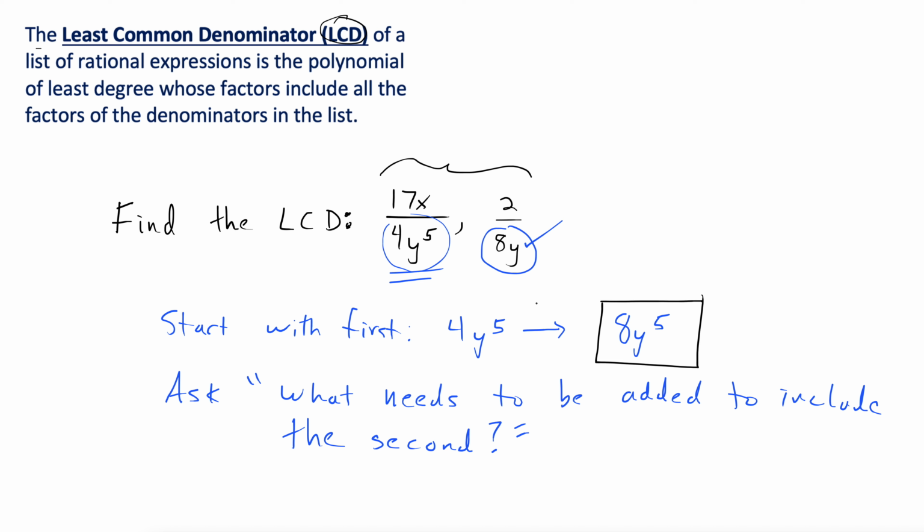And that's the approach you take to these. You start with the first one, and then you say, okay, what do I need to add to make sure I can also include the second one? And if there's more, you just keep adding more to include the third, and then add more to include the fourth.